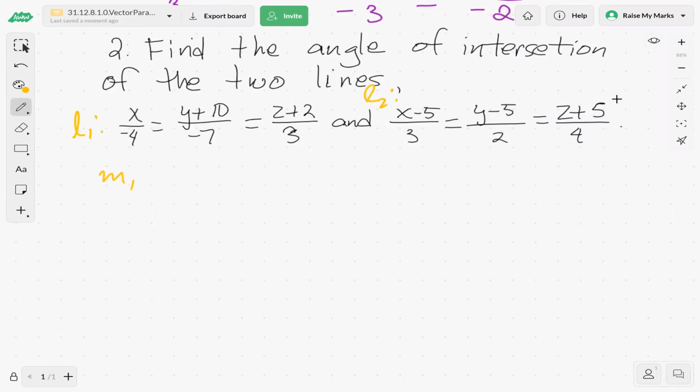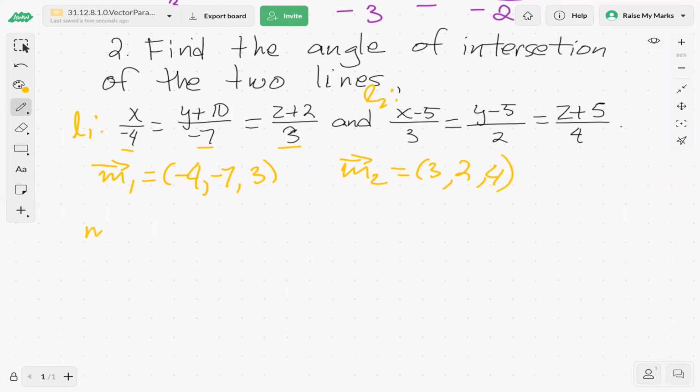Let's find the direction vector for L1. So that equals -4, -7, 3. So we're just picking off the values in the denominator. Direction vector for L2 is 3, 2, 4. Okay. And now we want to find the angle between these two vectors.